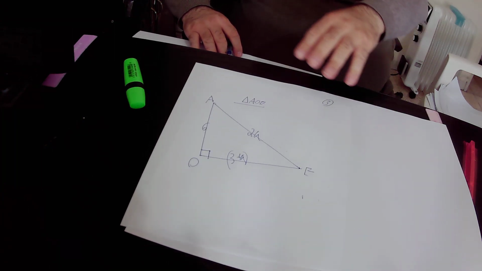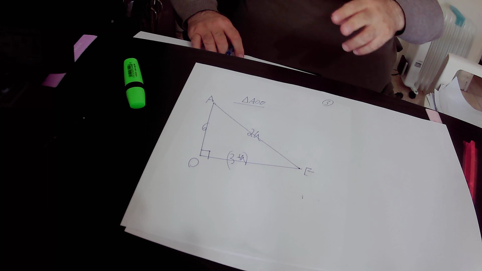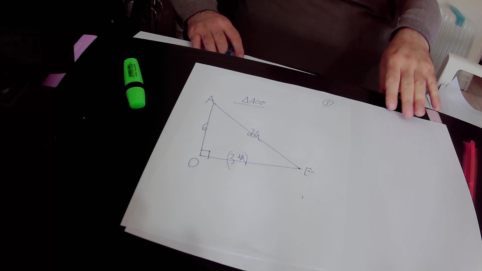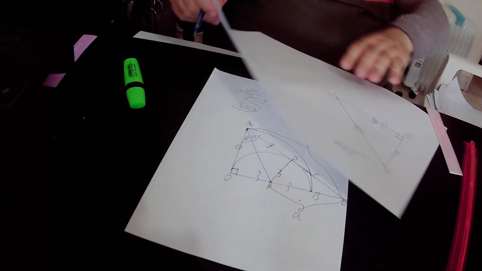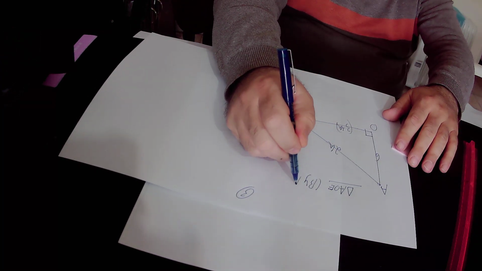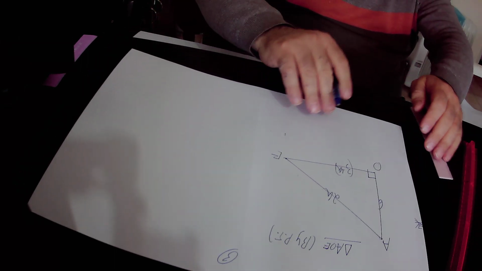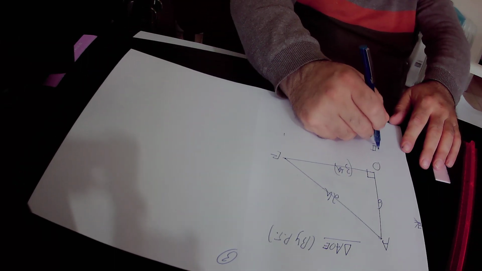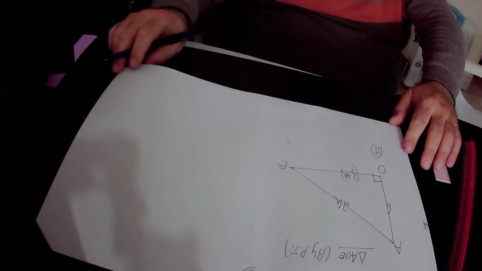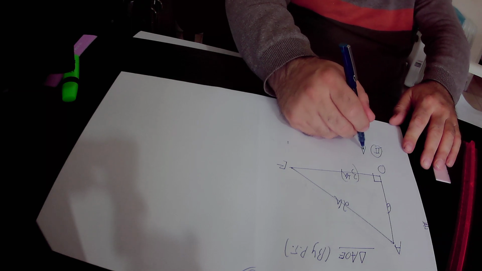So this is the right triangle AOE that I copied from the original drawing. We will implement the Pythagoras theorem on the right triangle AOE. Here, PT is the abbreviation for Pythagoras theorem. This will be equation number 2. The square of the hypotenuse equals the sum of the squares of the perpendiculars. The hypotenuse is AE, so the square of the hypotenuse is AE square.